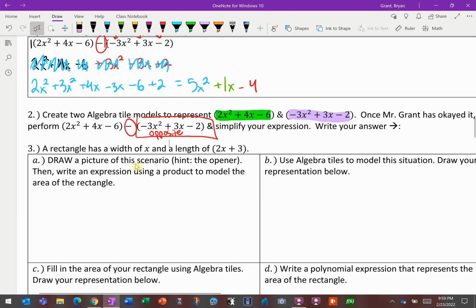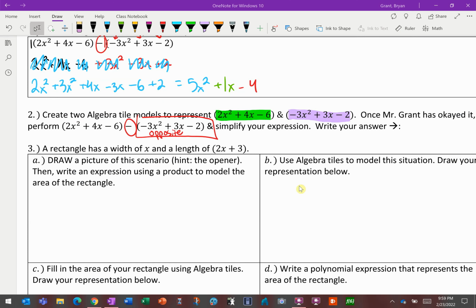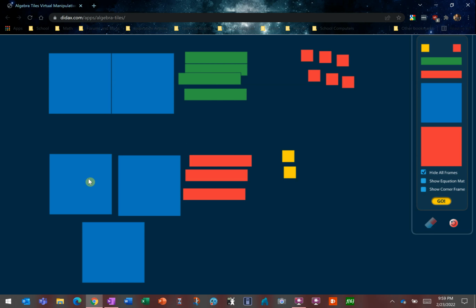Now we're not done though. Technically, all the tiles here are my answer, but this answer is actually equivalent to what I have over here. And that was not my final answer. My final answer was everything simplified. So let's see how we can simplify these algebra tiles.